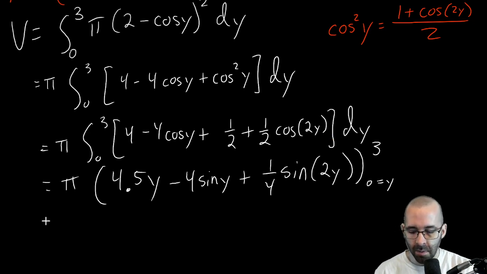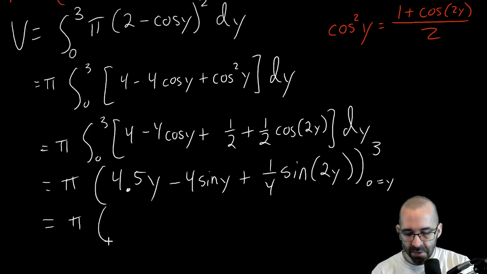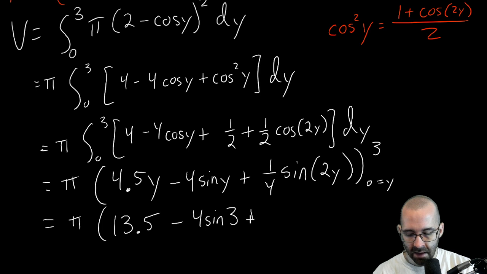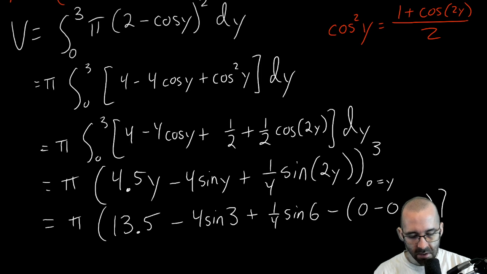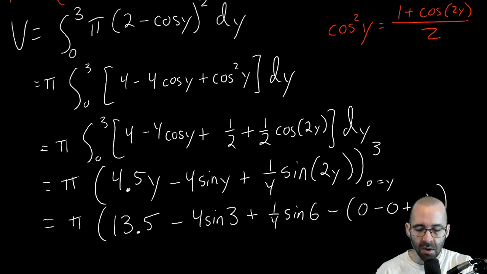And now we can just plug in and see what we got. We're looking for the volume here. So it's going to be pi times, when we plug in 3, 4.5 times 3 is 13.5. Minus 4 sine of 3, whatever that is, plus 1/4 sine of 6, whatever that is, minus when you plug in 0. Sine of 0 is 0, sine of 0 is still 0. So we can't do this exactly. We're going to have to approximate it. Now for applications, approximation's okay. Usually, though, I want exact answers.